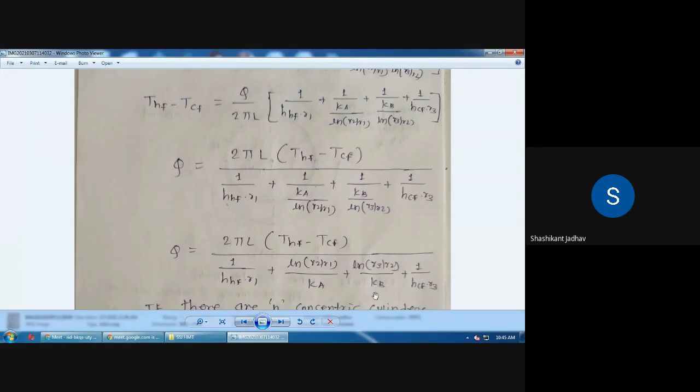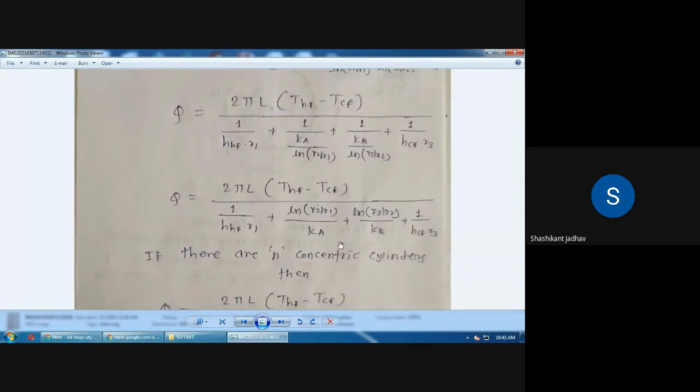If suppose 3 layers are there, then another resistance which is due to the conduction will be added into that denominator. समजले का? जेवढे काही हीट कंडक्शन मोड ऑफ हीट ट्रान्सफर असणार आहे तेवढे काय असणार आहेत? रेजिस्टन्सेस येणार ॲट दी डिनॉमिनेटर.